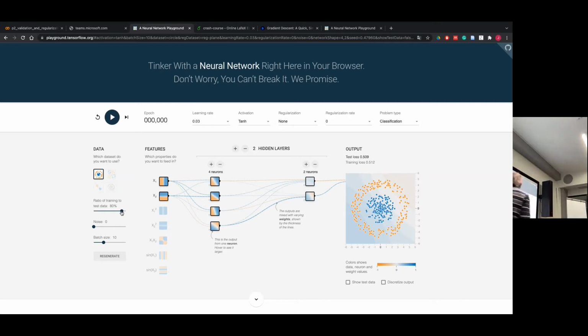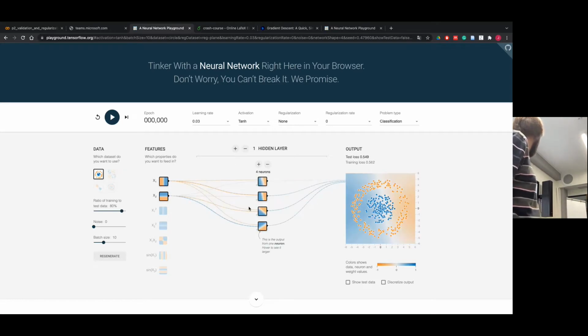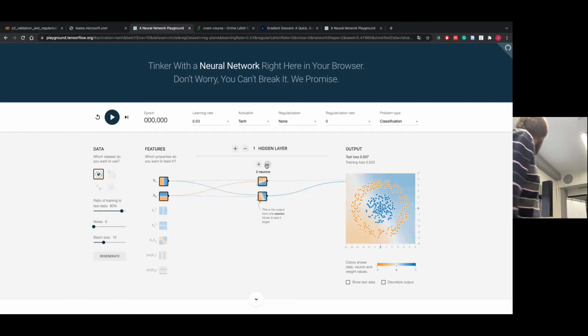I won't talk at all about that, but you can specify how many layers you have and how many neurons you have per layer. So let's do something simple. Only one layer, and two neurons. If you do that, this is exactly the architecture I have shown you just before: two inputs, two hidden neurons, and one output.